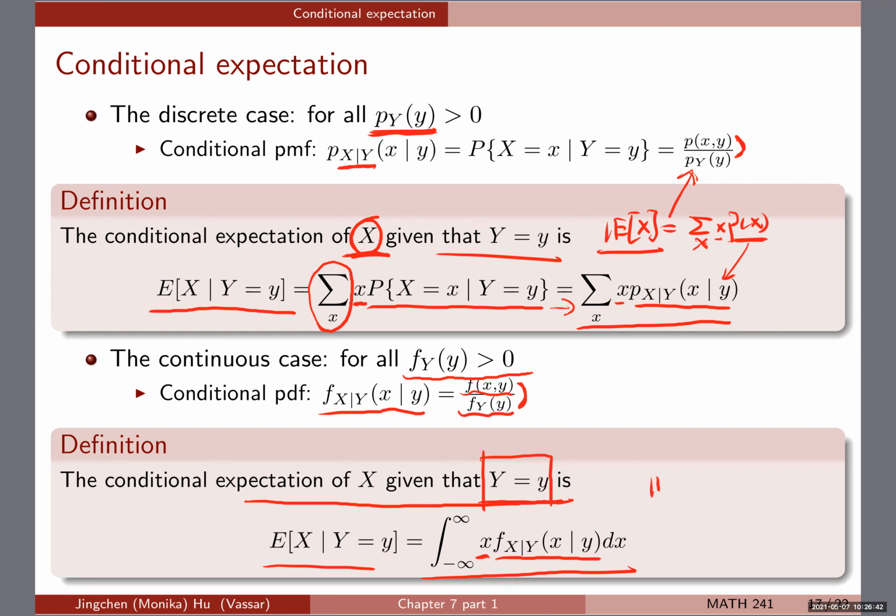If we recall what we did before, when we are only working with the marginal expectation, it's the integral of x f_X(x) dx. Here we don't have f_X, but we have f_{X|Y}. So we are able to get the expectation of the conditional random variable. Notice how we write it: the expectation of X given Y equals y. That's the right notation for a conditional expectation.